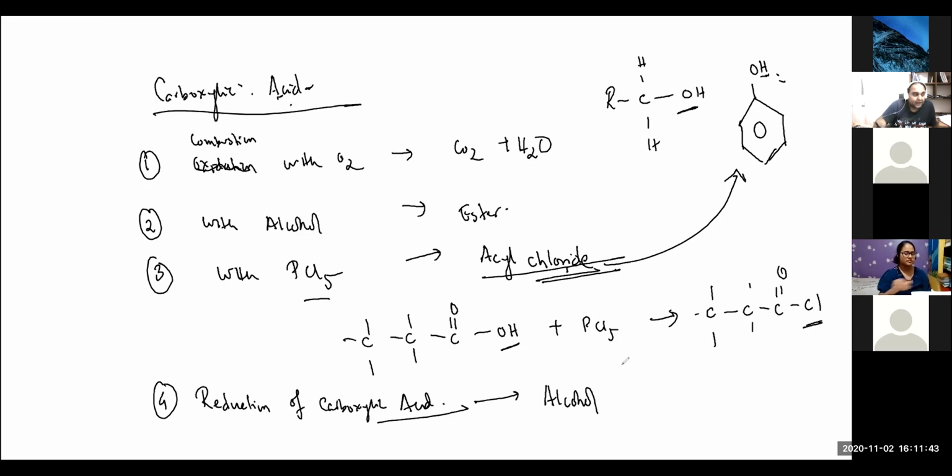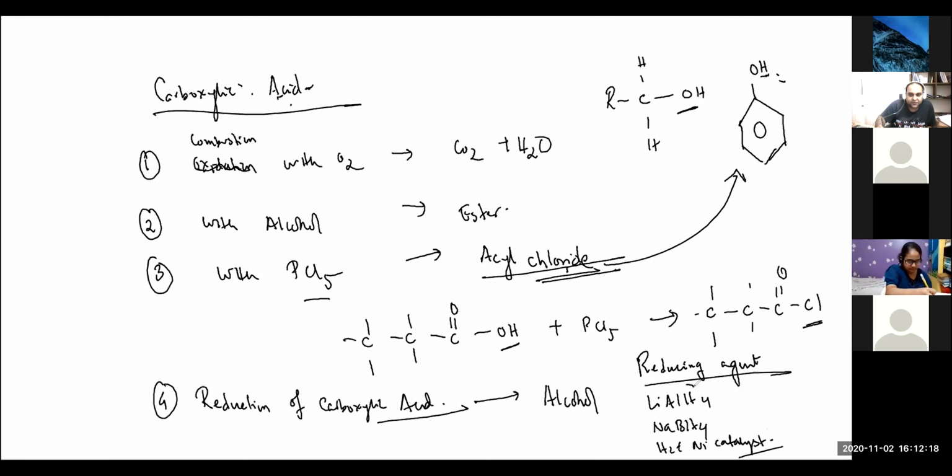If you want to convert alcohol to carboxylic acid, what type of reagent do we use? Oxidizing agent, right? So if you're trying to reduce carboxylic acid to alcohol, what type of reagent would we use? We use a reducing agent. Now, what are the examples of reducing agent? LiAlH4, NaBH4, hydrogen plus nickel catalyst. These are the 3 reducing agents.